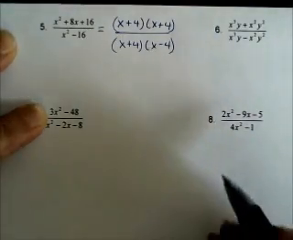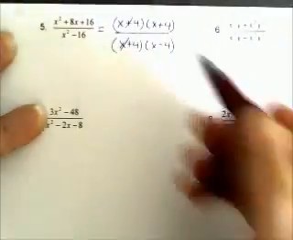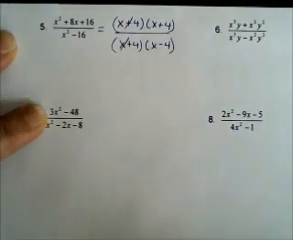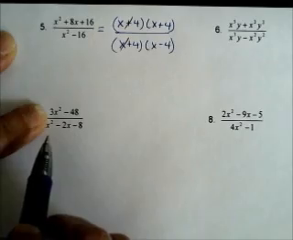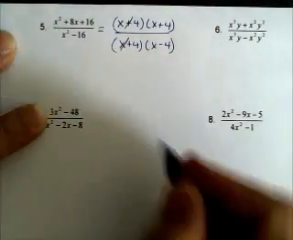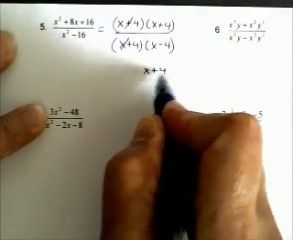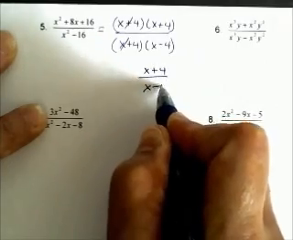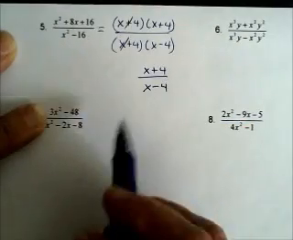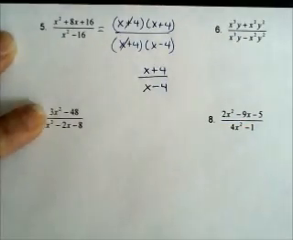And the x plus 4's, one from the numerator divides out with the one from the denominator, and the others stay. So their end result is x plus 4 divided by x minus 4. Again, these are two different binomials.